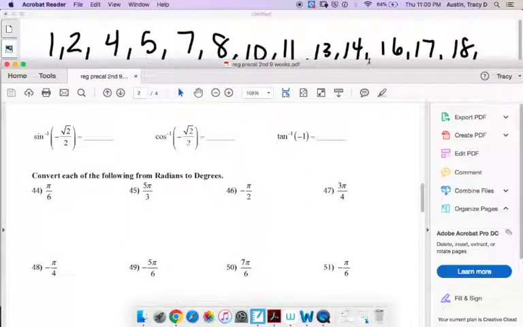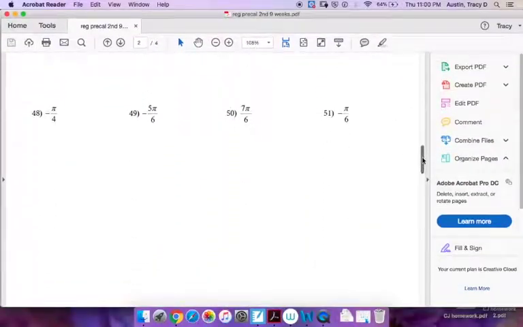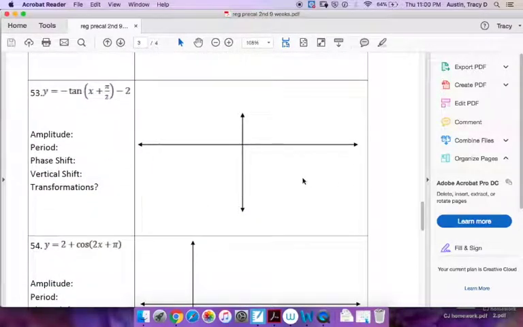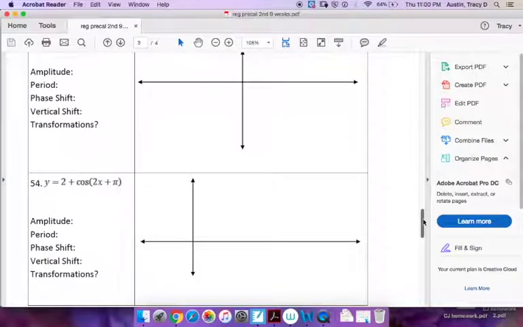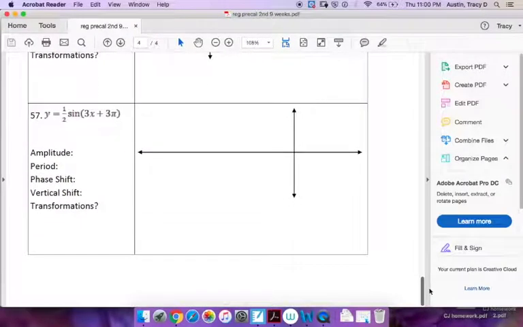That takes us all the way to, oh look at that, 51. Okay, then you should be able to do 52. And again, don't worry about tangent, we're going to do that when you get back. 54, 56, and 57. You should be able to do all of those graphs.